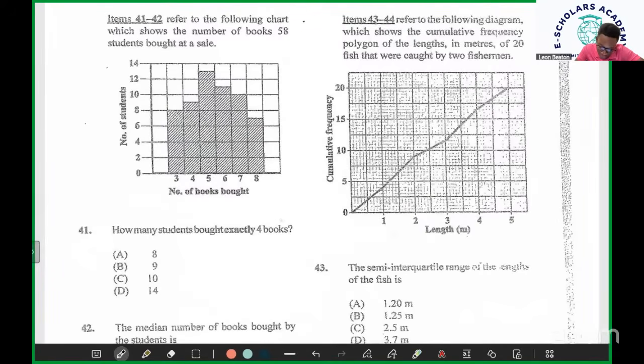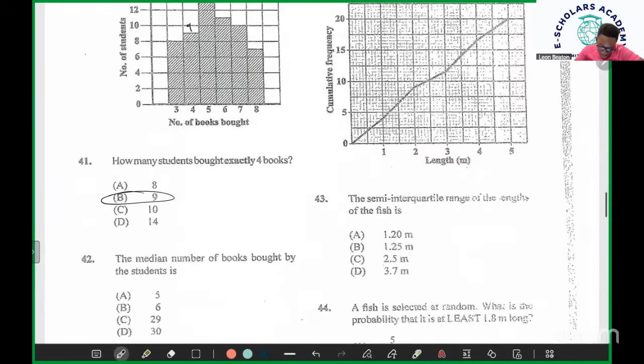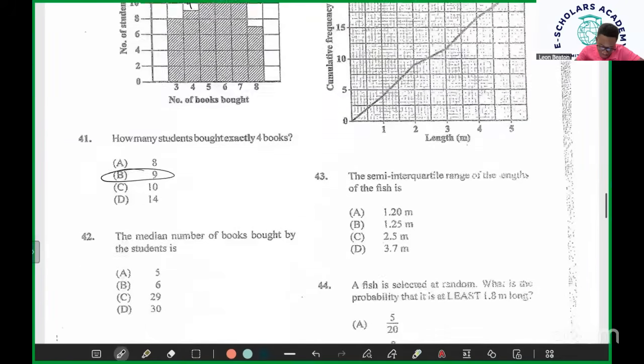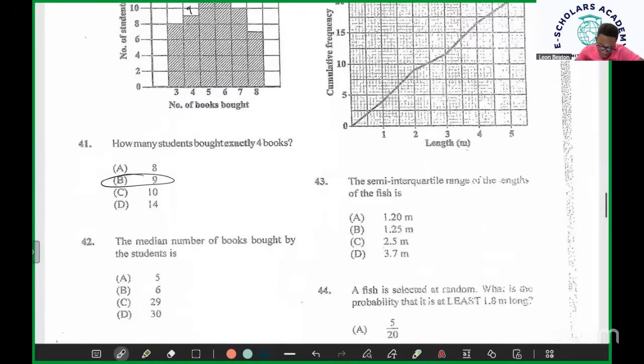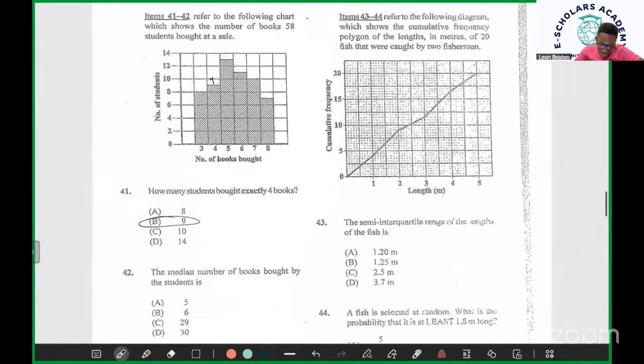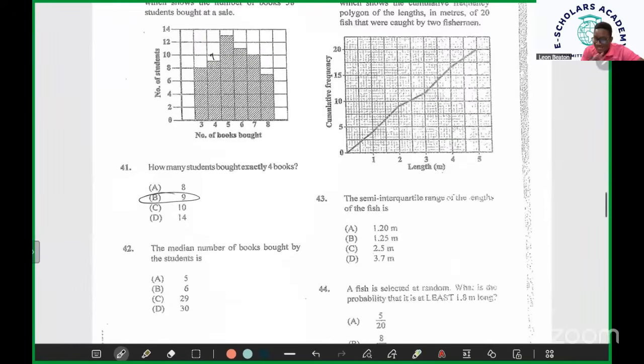How many students bought exactly 4 books? So we see 4 books, 9 people bought, so 9. The median number of books bought by the students. How many students? We got 58. Same question, but they give us a different graph. Why I know CXC is kind of lazy, right? It's 59. So 58 plus 1 is 59, divided by 2.